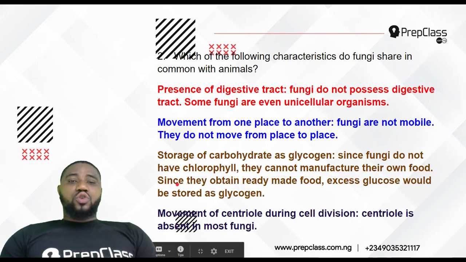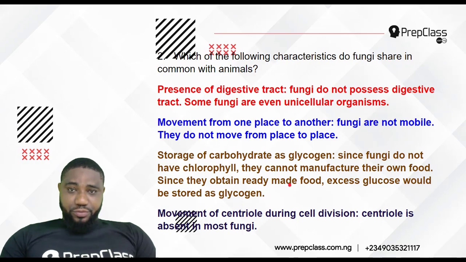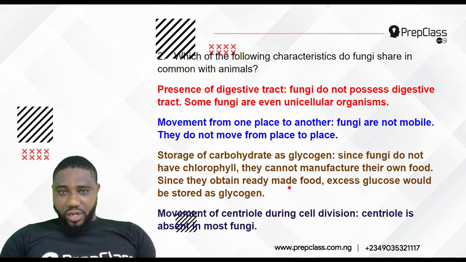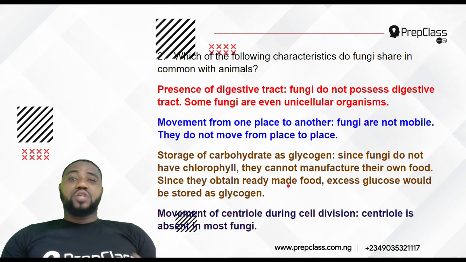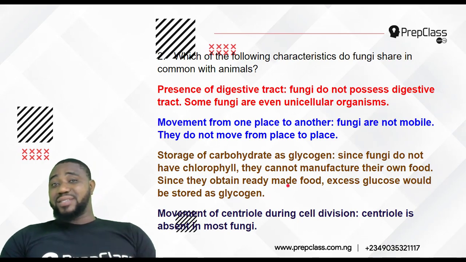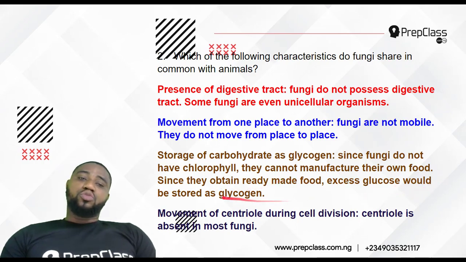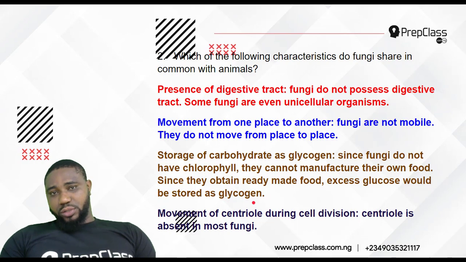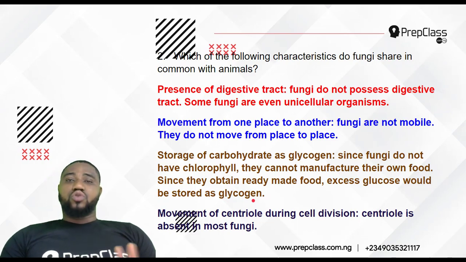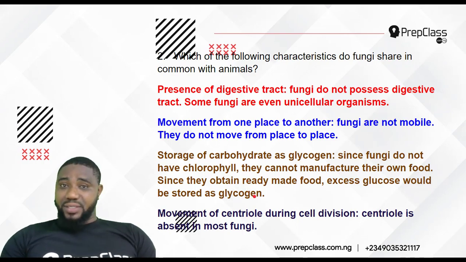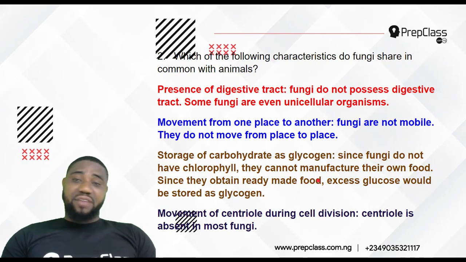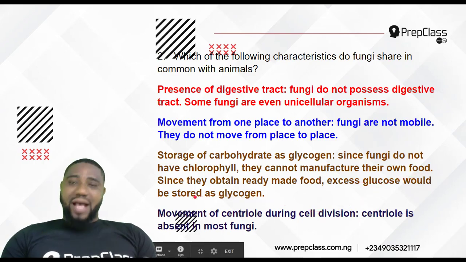Photosynthesize. Since they obtain ready-made food, most fungi are saprophytes, so they feed on the dead remains of some plants and what? Animals. So they feed on ready-made food. Since they obtain ready-made food, excess glucose will be stored as glycogen. Plants store glucose as starch. Animals store glucose as glycogen. So since fungi cannot photosynthesize like plants, the food that they obtain from the environment, the glucose, will be stored as glycogen.